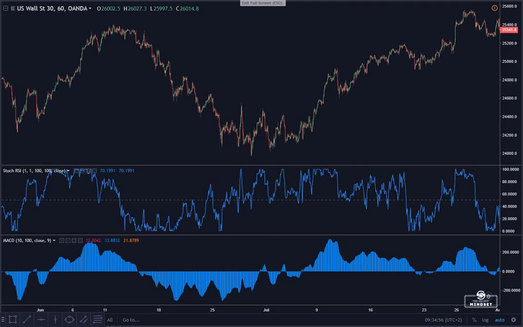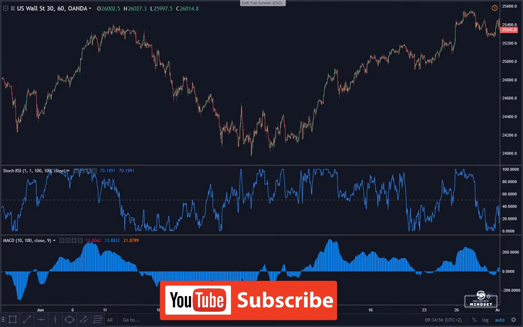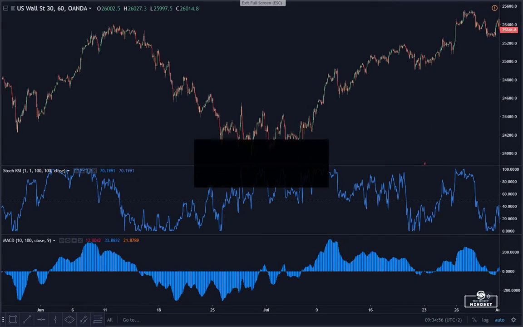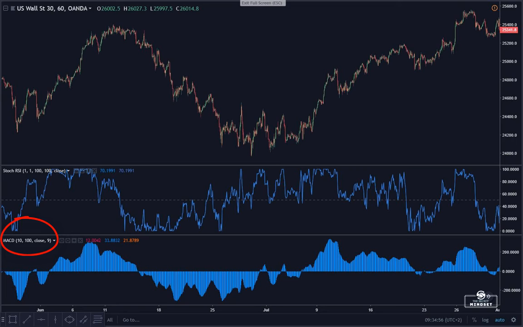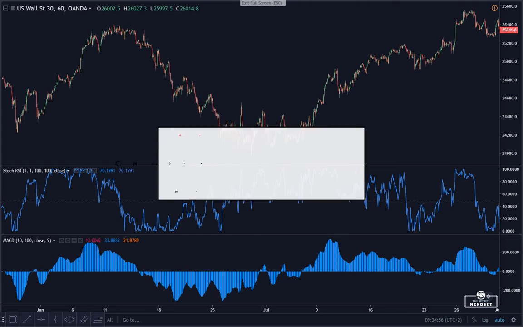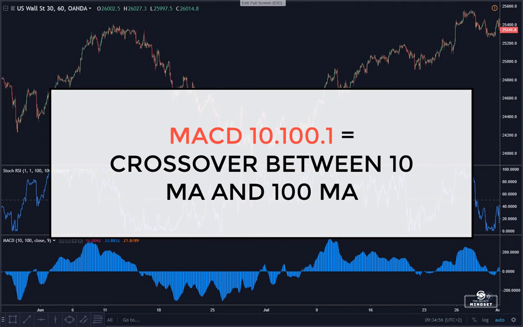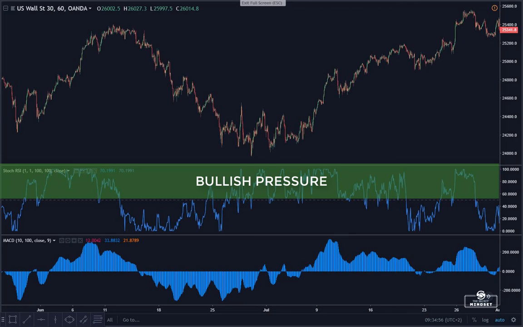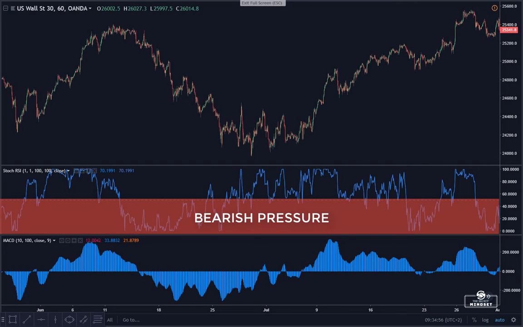But that isn't enough. Even with this setup, the stochastic RSI will also offer a lot of noise. That's why we have to adjust our entry points. My preference is to add a MACD indicator with 10, 100 and 1 settings. Basically, these MACD settings are tracking the crossover between the 10 EMA and the 100 EMA. So when the stochastic RSI indicator is above 50, this signals bullish pressure, and when the indicator is below 50, this translates into bearish pressure.